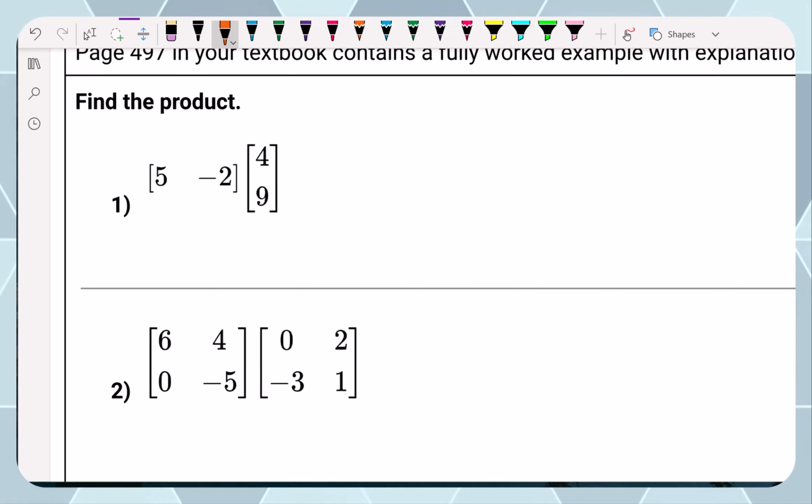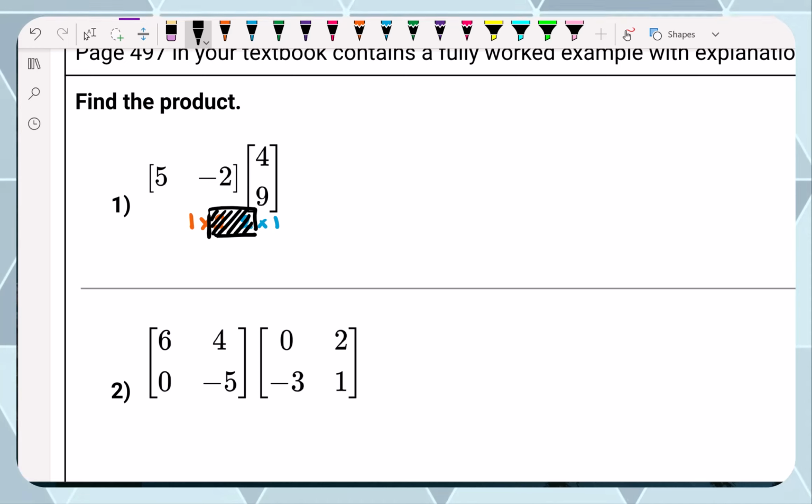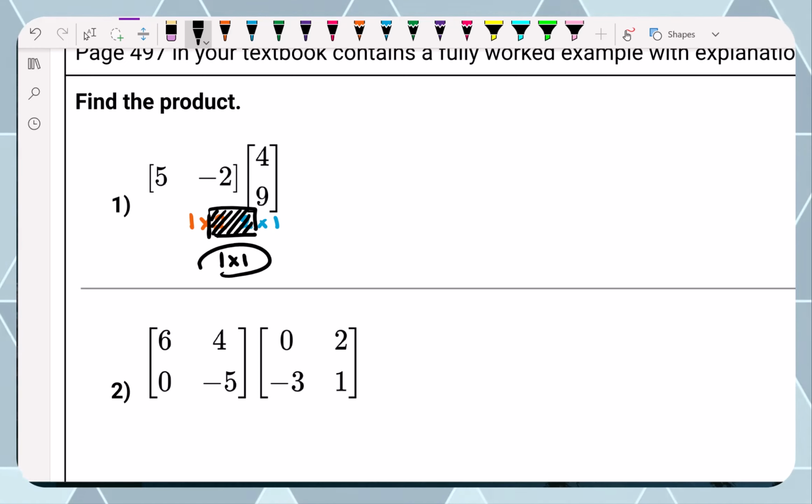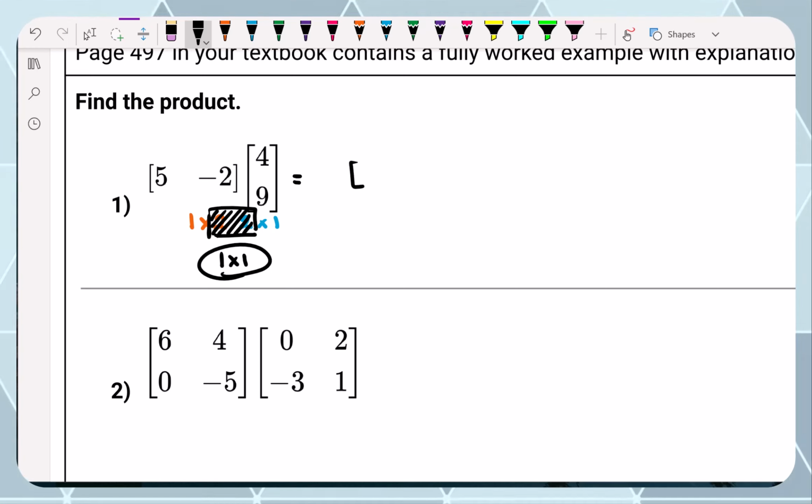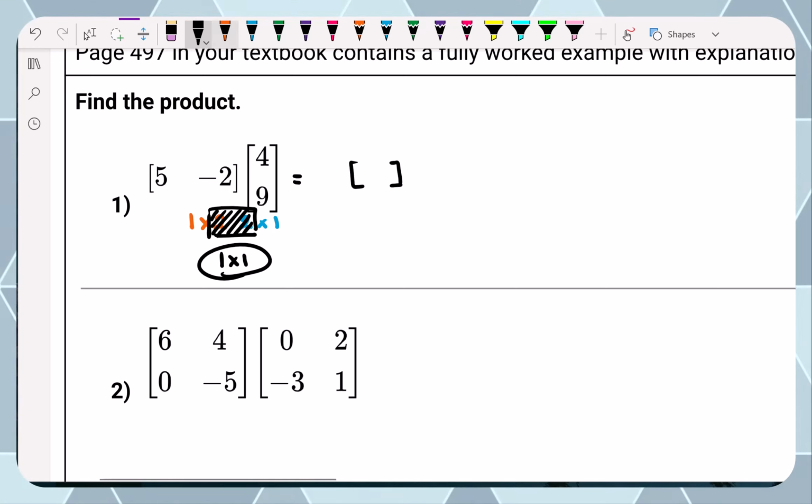So this is a 1 row, 2 column, and this one is a 2 row, 1 column. Since these numbers in the middle are the same, I can multiply them together, and whatever the result is will give me a 1 by 1. Okay, so I'm going to put equals, and I'm going to leave a little bit of space, just room enough for one number because I have 1 row and 1 column.